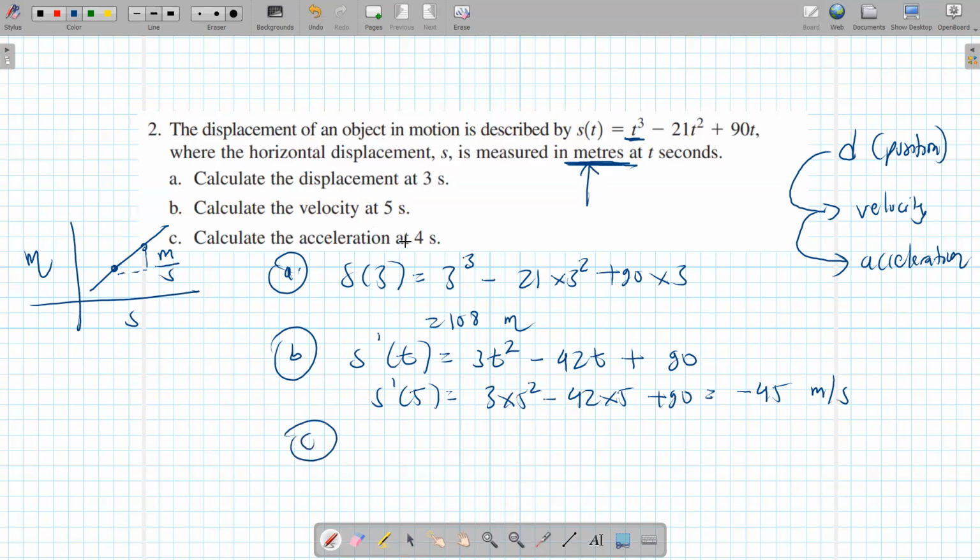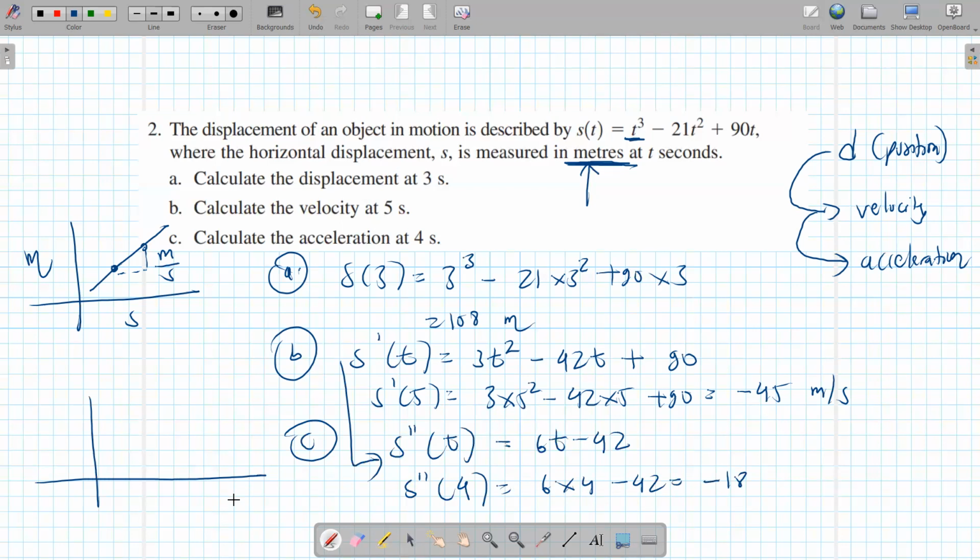C, calculate the acceleration at 4 seconds. That means we need to find S double prime of t. What would that be if this S of t is given up there? We found earlier, 6t minus 42. Yeah, 6t minus 42, and then they want it at 4 seconds, so then we've got to find S double prime of 4. 6 times 4 minus 42, 24 minus 42, negative 18. Okay, 20 points for the unit of acceleration.